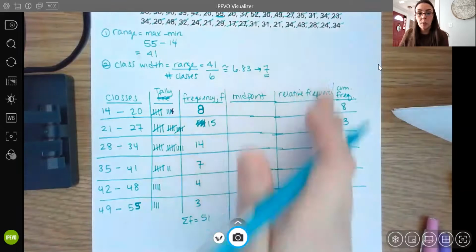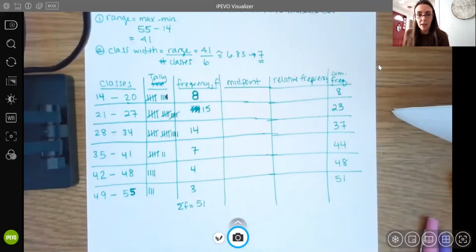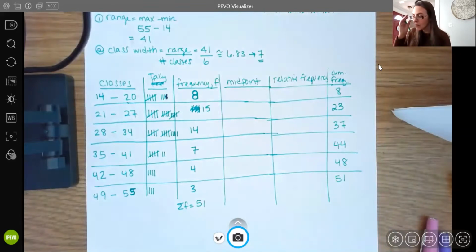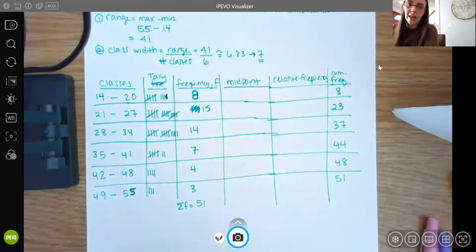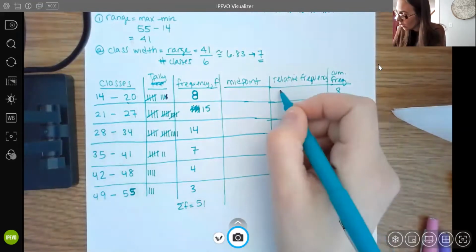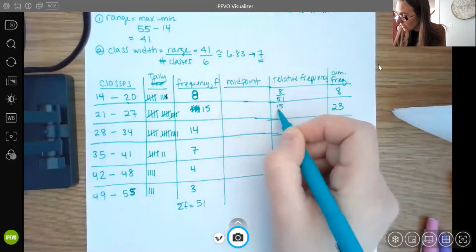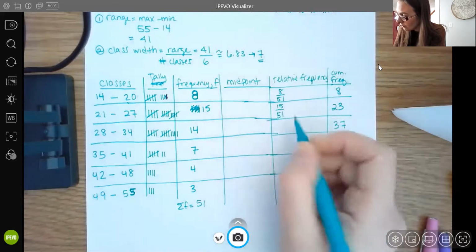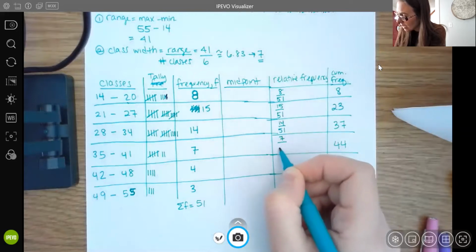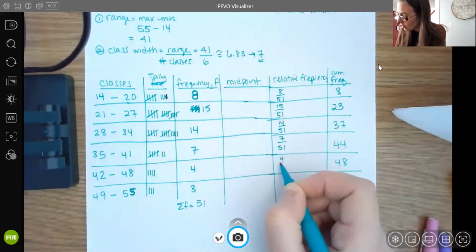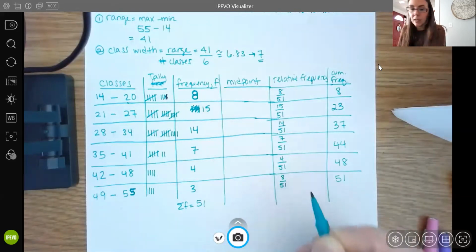And again, your cumulative should match your total at the end. So we get that cumulative frequency that way. Now for your relative frequency, you're taking your frequency and you're dividing it by that total. So we're going to do 8 divided by 51. Here we're going to do 15 divided by 51. 14 divided by 51. 7 divided by 51. 4 divided by 51, and 3 divided by 51.